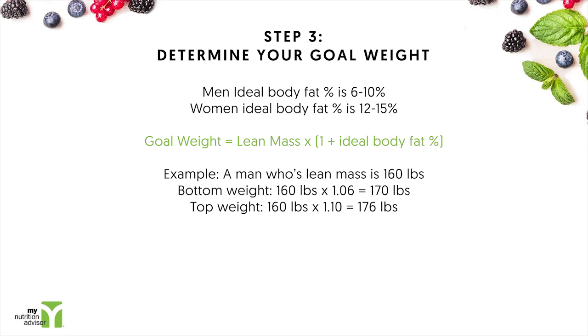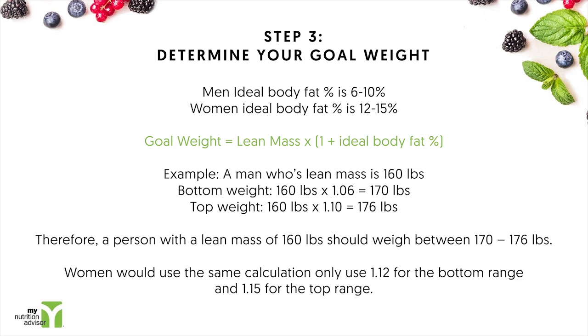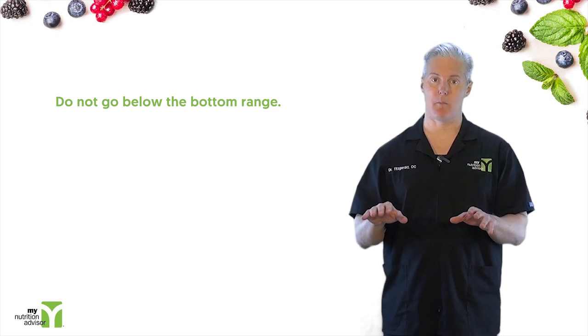The top weight should be 160 pounds times 1.10 equals 176 pounds. I get the 1.10 because that is 10% added on to the lean body mass. Therefore, a person with a lean mass of 160 pounds should weigh between 170 and 176 pounds. Women would use the same calculation, only they would use 1.12 for the bottom range and 1.15 for the top range. Do not go under the bottom range for the weight.